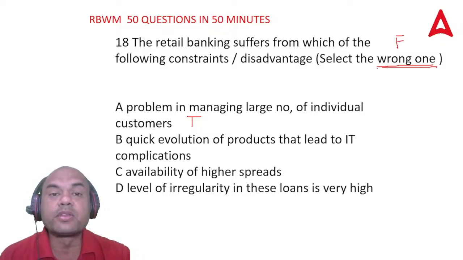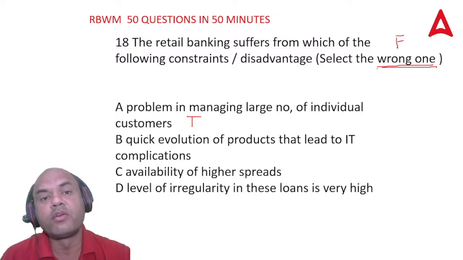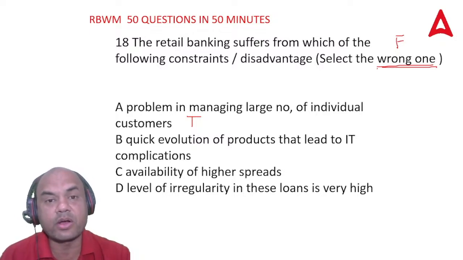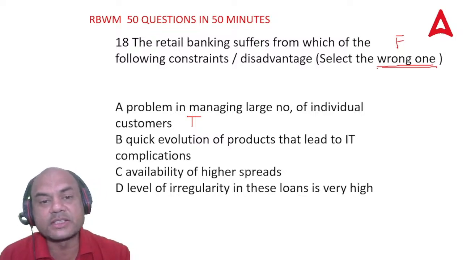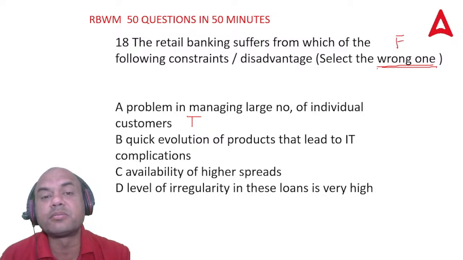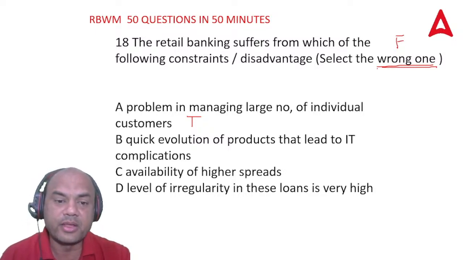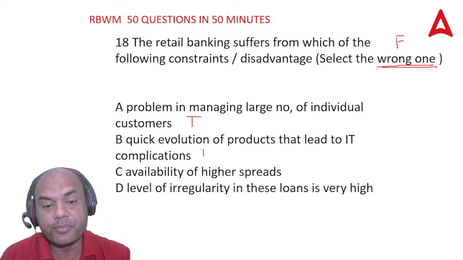Here, suppose I launch any product today, within the next 2 months the competition catches me. Means if I am in SBI and I launch a product, within the next 1 month PNB launches it. ICICI Bank launches it, HDFC Bank launches it. So what happens? My product is no more a unique product in the market then. So there is quick evaluation of products, and that is also true.